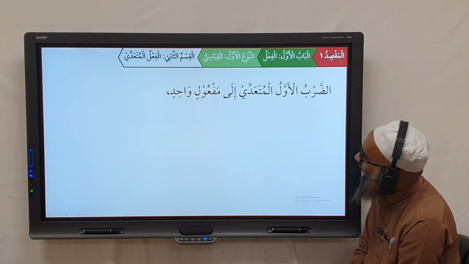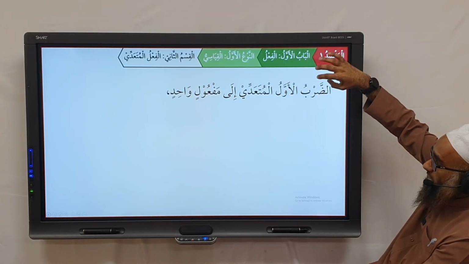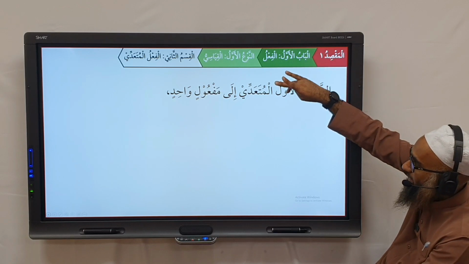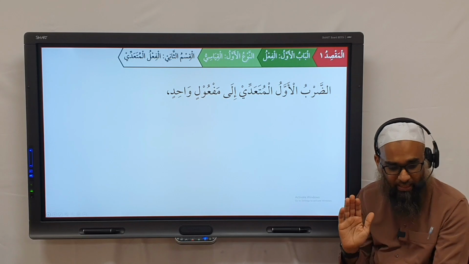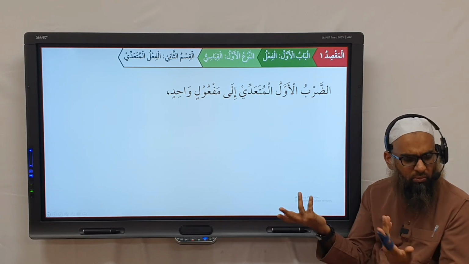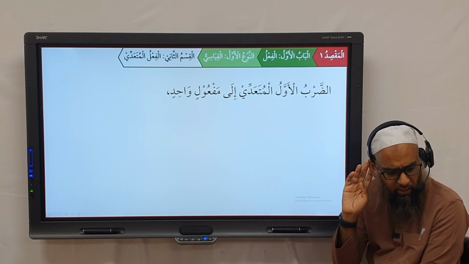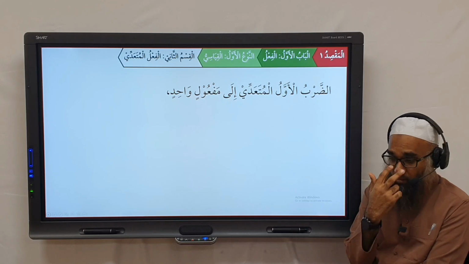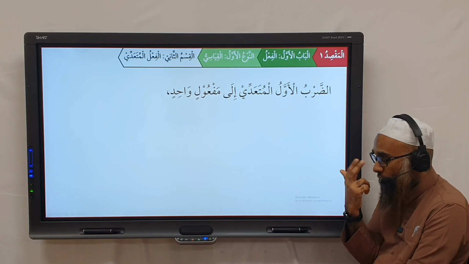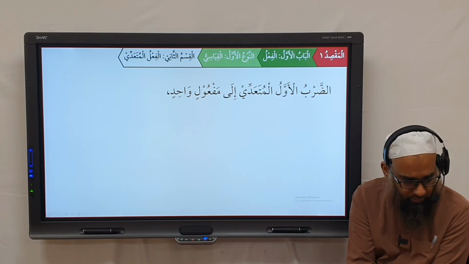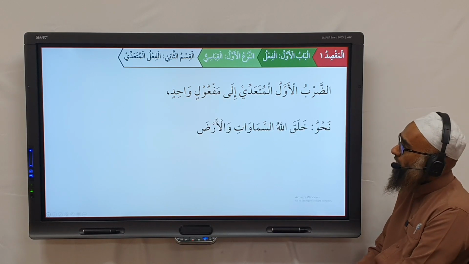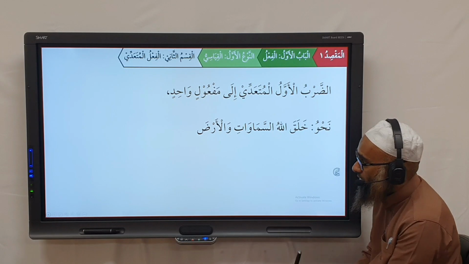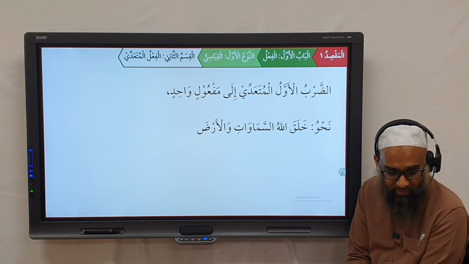What's the first type? Ad-darb al-awwal, the first type, al-muta'addi ila maf'ulin wahid, is that verb which is muta'addi to 1 maf'ul, meaning it has 1 maf'ul like normal. Sami al-Quran, qara al-kitab, ra'a al-mu'allima, he saw the teacher, etc. So these are the most common types. For example, خَلَقَ اللَّهُ السَّمَاوَاتِ وَالْأَرْضَ, Allah subhanahu wa ta'ala created the heavens and the earth.